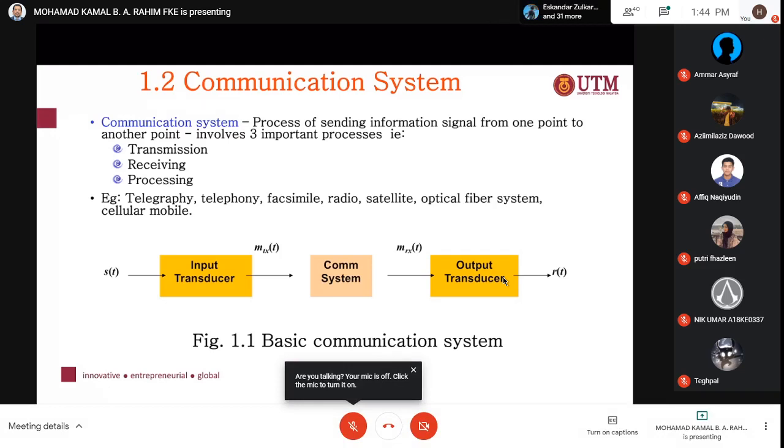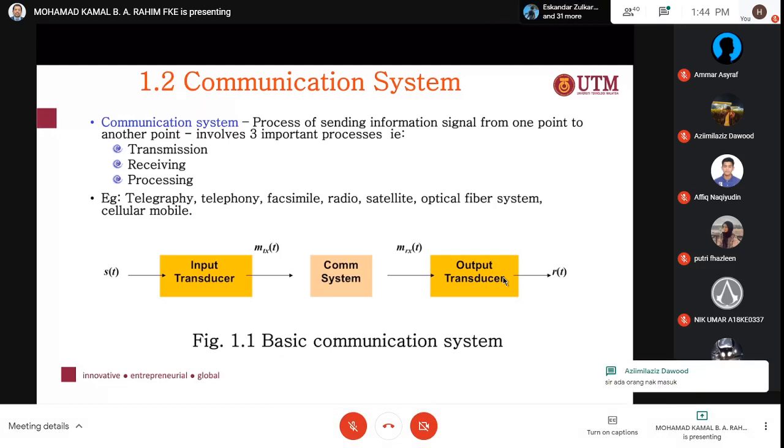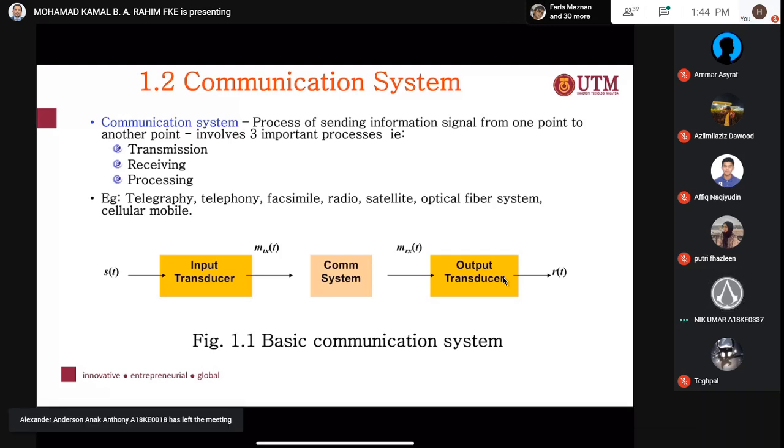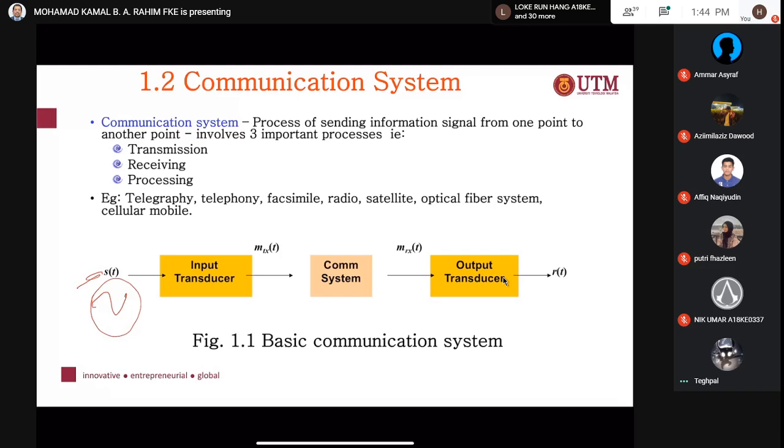So it means that at the transmitter, we have a transducer where you are going to send your signal. The transducer means you want to change your input signal. Let's say this is your input signal, and then you need to change this information. Basically, the input transducer we can consider as a transmitter part.